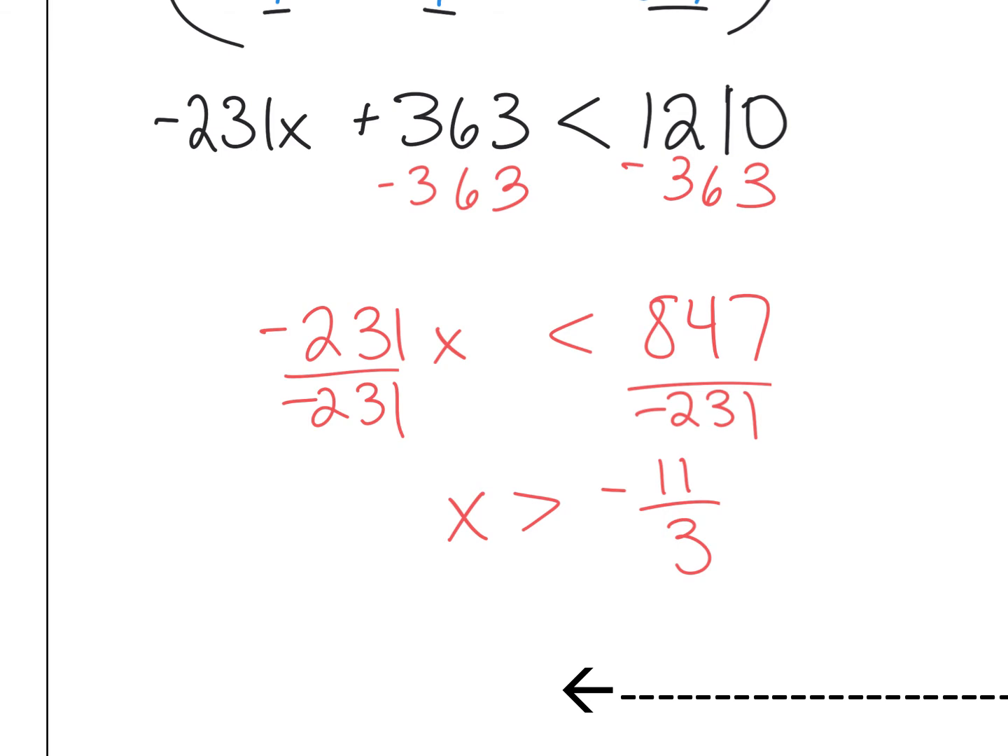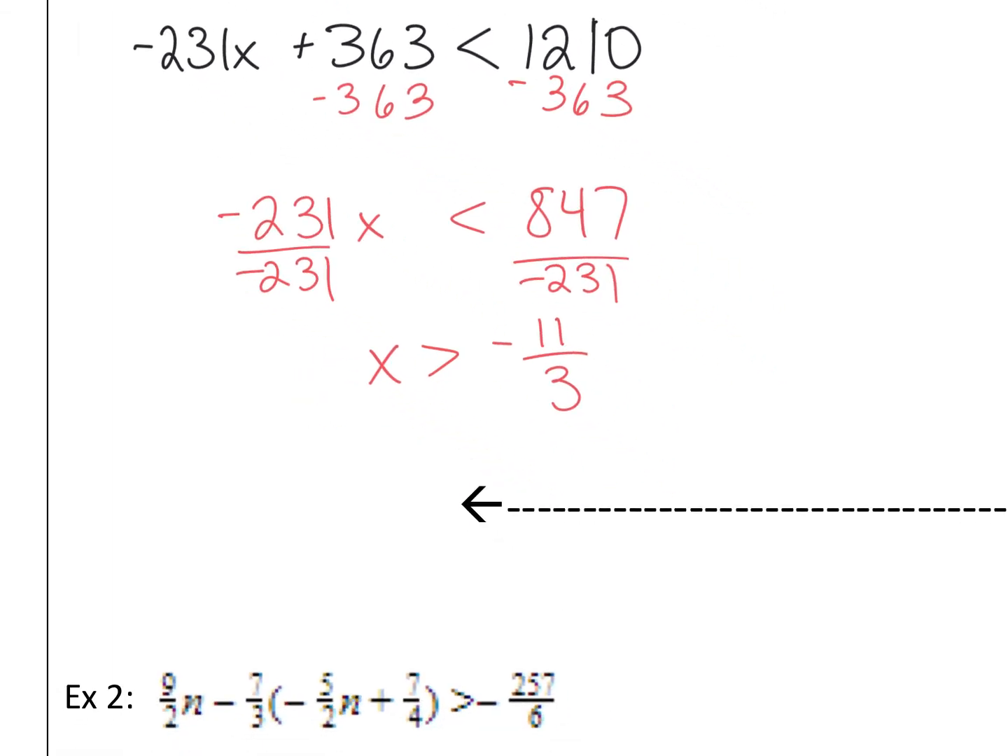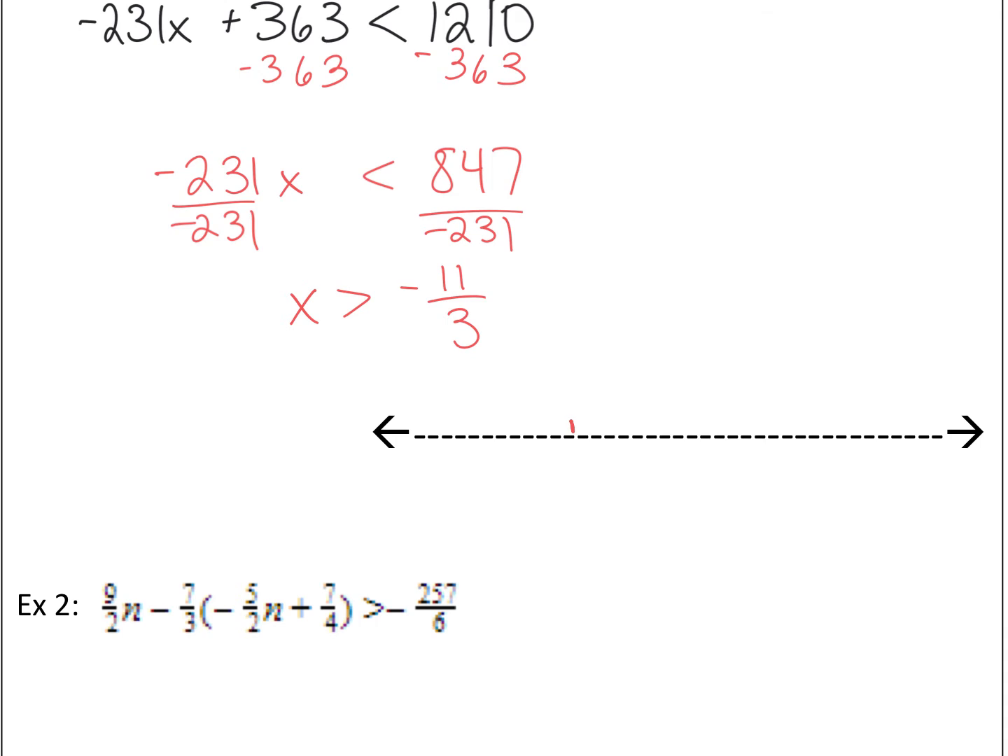Last but not least, put this on a number line. What two numbers is negative 11 thirds going to be between? What is negative 11 thirds? It's negative 3.6. So what two numbers would that be between? Negative 3 and negative 4. Which one comes first? Negative 4.